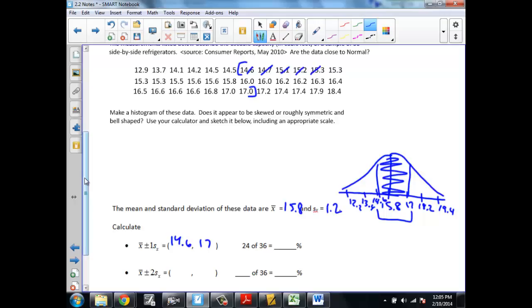1, 2, 3, 4, 5, 6, 7, 8, 9, 10, 11, 12, 13, 14, 15, 16, 17, 18, 19, 20, 21, 22, 23, 24, 25. So we have 25 out of 36. What percent of the data lies within the first standard deviation? What's 25 divided by 36? 69.4%. In this range, I have 25 out of the 36 numbers.